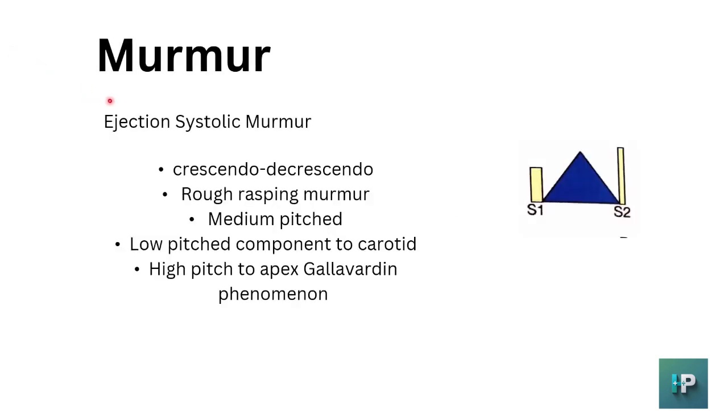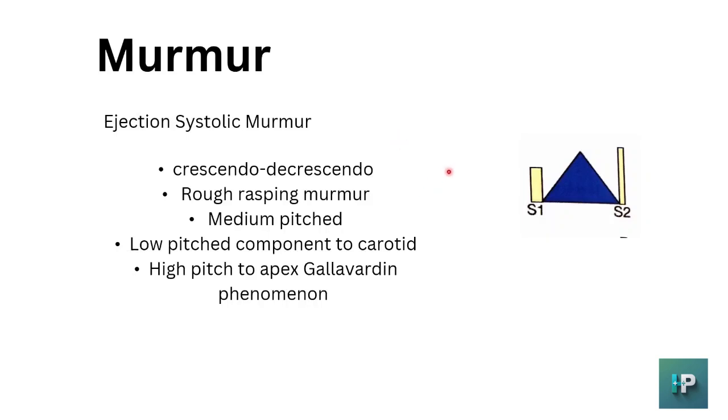And then the murmur. The murmur in this case is an ejection systolic murmur. That is, the murmur is heard in the systolic phase. During diastole, the aortic valve will be closed and there is no blood flow across the aortic valve. And the blood flow starts only in systole. So it's a systolic murmur. And how is it ejection systolic and not pansystolic? A pansystolic murmur is with the same velocity.